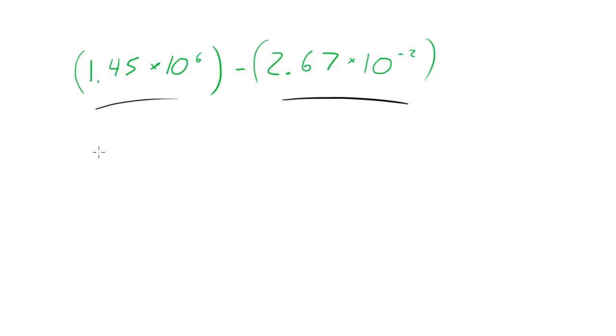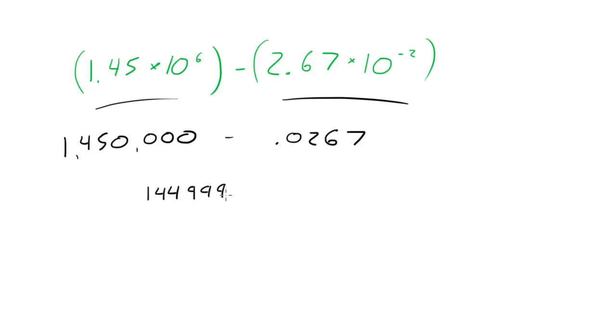So 1.45 times 10 to the sixth is 1,450,000, and that's it. Let me make sure I got that right. 4 zeros. Yep, looks pretty good. Minus 2.67 times 10 to the negative 2 is 0.0267. So 1.5 million minus this really small number right here gives us 144, and let me see how many. 5 nines, 7 3, and our decimal point is right there.